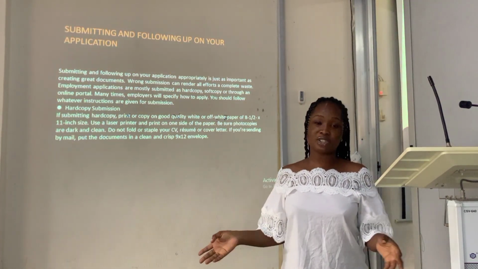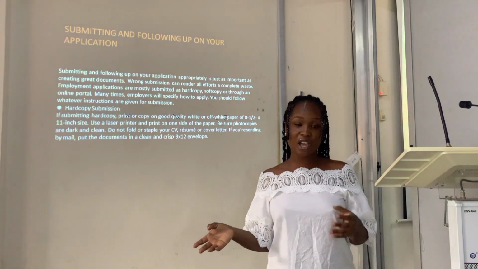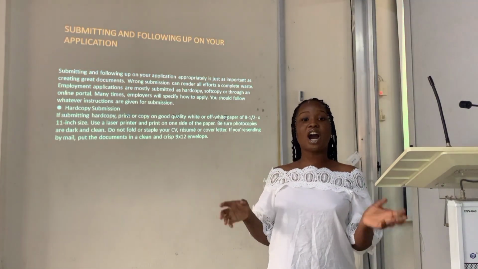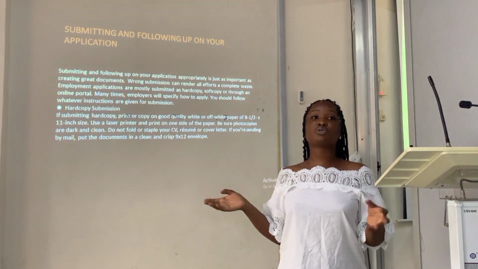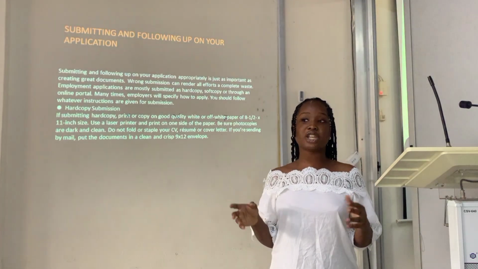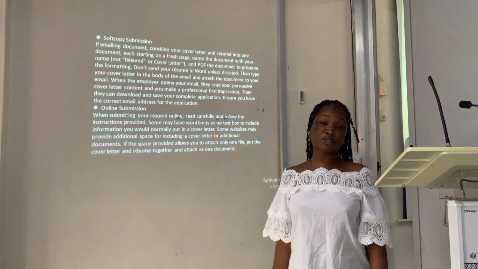Hard copy submission. If using hard copy submission, ensure you look for a good white paper and use a laser printer to print out your work. Make sure your printing is dark and clean and use a font size 11 preferably. Now do not fold or staple your CV, and if you are sending the hard copy by mail, use a 9 by 12 envelope. So moving on to soft copy submission.